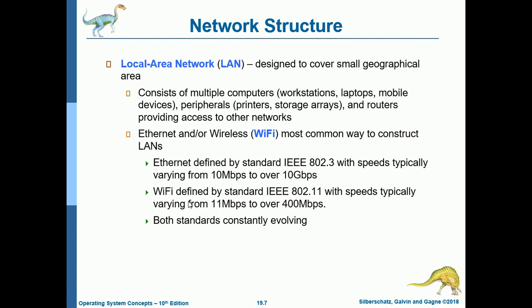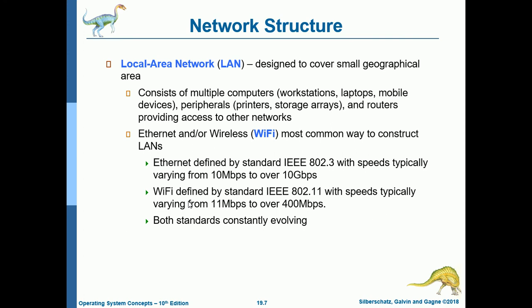So as long as the device can connect to the network, may it be a workstation, laptop, or mobile device. And then Ethernet and/or wireless, or Wi-Fi, or wireless fidelity, but it's not true anymore to its name, because with Wi-Fi, if there's an obstruction, the signal will be lessened. Those two, the wired cable connection and the wireless connection, are the most common ways to construct LANs.